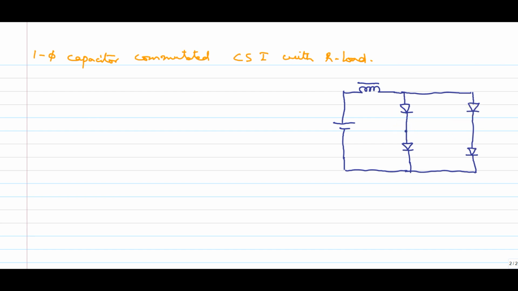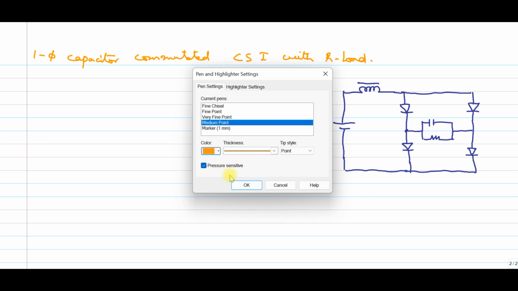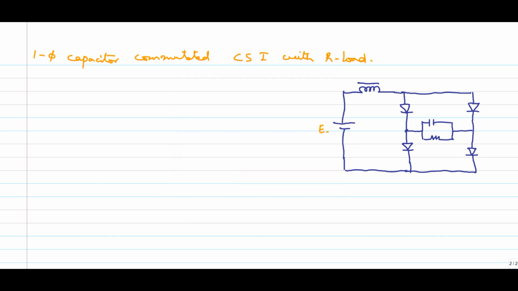Now I am drawing the load. In between these two, the load should be there, and you can see the load is a parallel combination of capacitor and resistor. That's it. So now we can give some names. This is EDC, this is a large inductance L, this is the thyristor T1, and this is another thyristor T2. This is one more thyristor T3, and this is another T4, and the resistance load R and capacitor C. That's all.